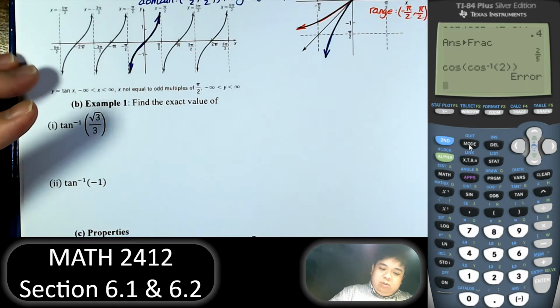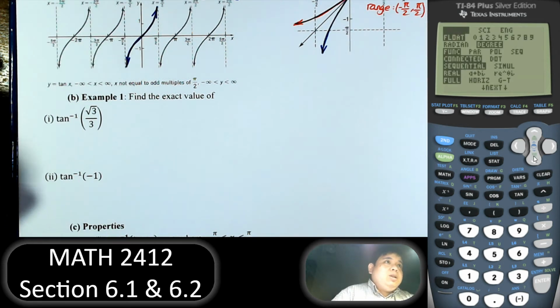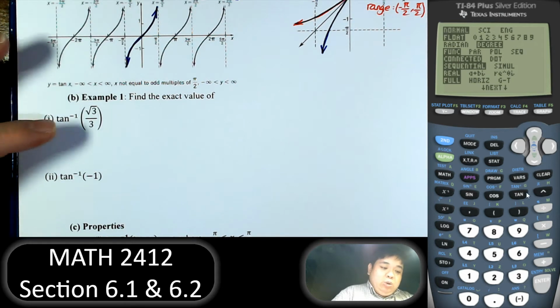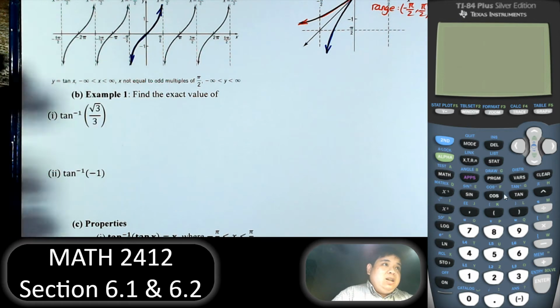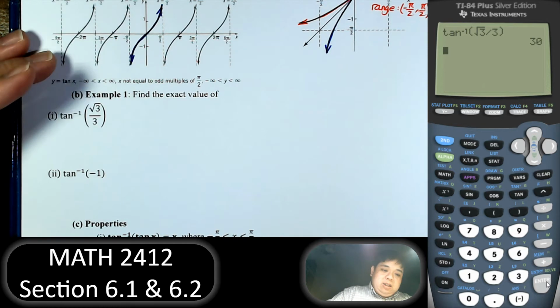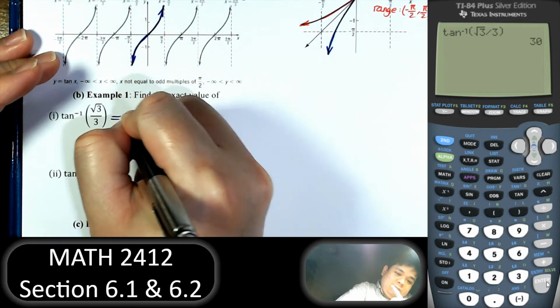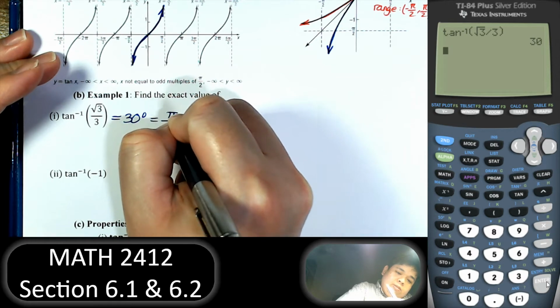Right. So what is tangent inverse of square root 3 over 3? By the way, if you want to do the inverse, I recommend that the calculator is in the degree mode. So tangent inverse of square root of 3 over 3, 30 degrees. Pi over 6.